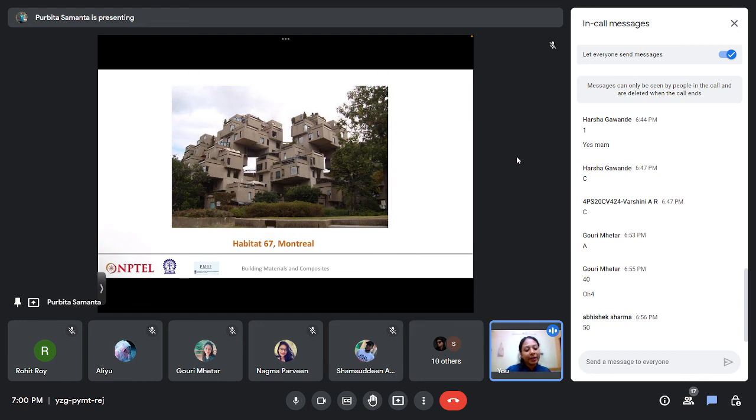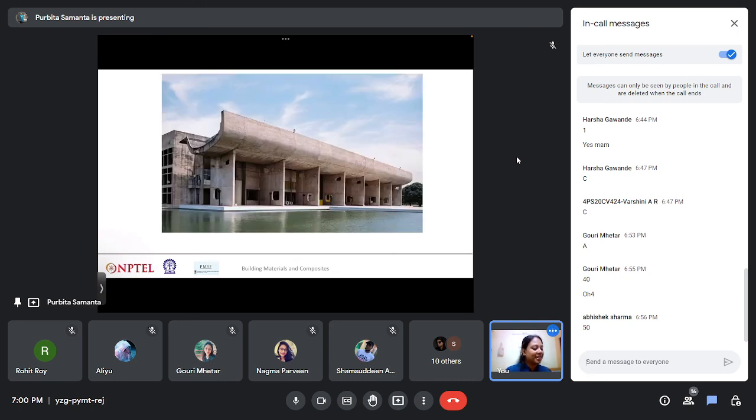This is very well known. It was designed by the very famous Moshe Safdie: Habitat 67 in Montreal. You can always go into the background and history and check whether it was successful. It was a mass housing project. Okay, those two were from outside India, and this is one example from our very own Chandigarh.